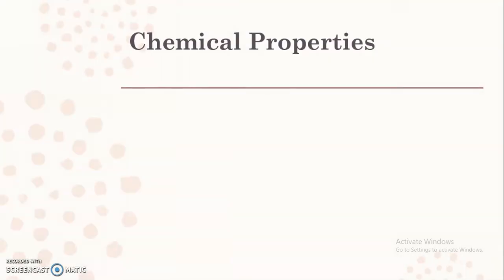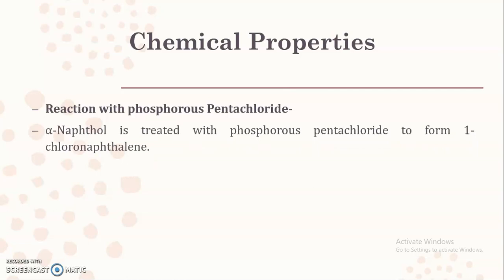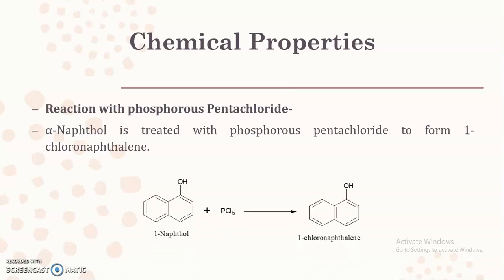The last chemical property shown by naphthol is the reaction with phosphorus pentachloride, where alpha naphthol is treated with phosphorus pentachloride to form 1-chloronaphthalene. Here, 1-naphthol, when treated with phosphorus pentachloride, forms 1-chloronaphthalene. You can make the correction here: instead of the hydroxyl group, there is attachment of a chlorine atom, which is known as 1-chloronaphthalene. So these are the various methods as well as the chemical properties shown by naphthalene.